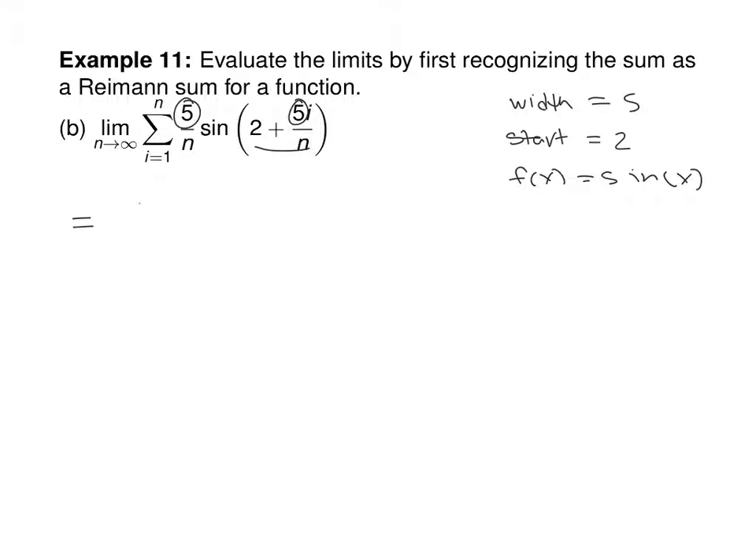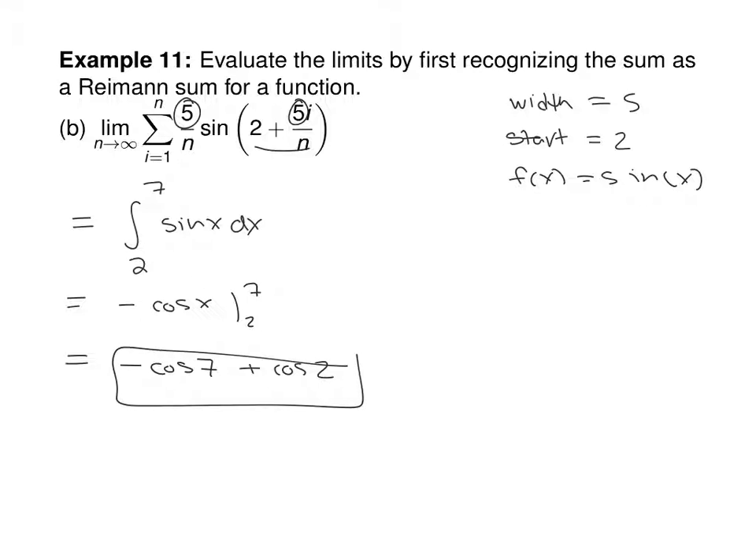So that's equal to the integral of sine of x. What's the start point? 2. What's the endpoint? 7. And the antiderivative of sine is negative cosine, right? That's negative cosine of 7 plus cosine of 2, which is some weird number, so whatever, that's it. It is what it is.